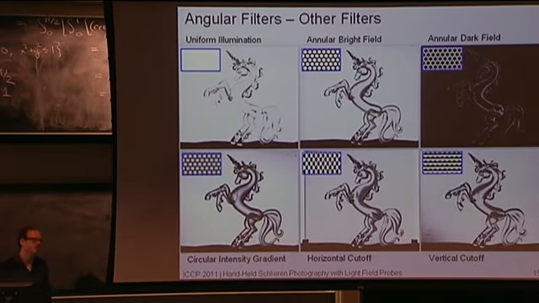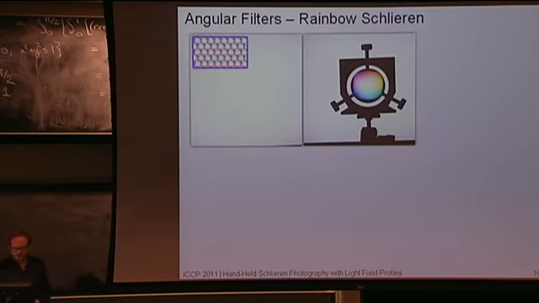We experimented with a wide variety of different angular filters, for instance, circular intensity gradients and hard horizontal and vertical cutoffs. This just shows a variety of filters that you can use. Here we used a filter that is traditionally used in Schlieren photography, which is called rainbow Schlieren. Underneath each lenslet, and this time we have a hexagonal lenslet array again, we have the hue and saturation color wheel. It's the same under each lenslet.